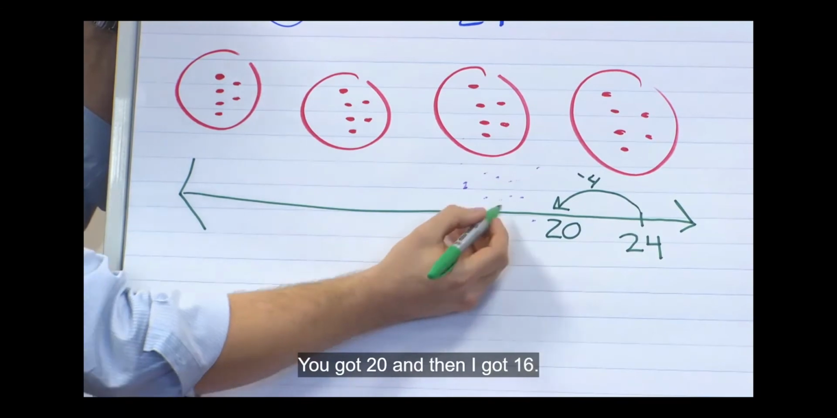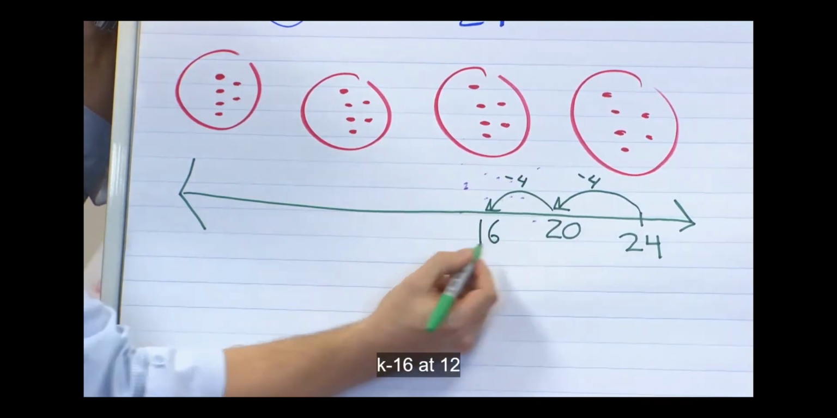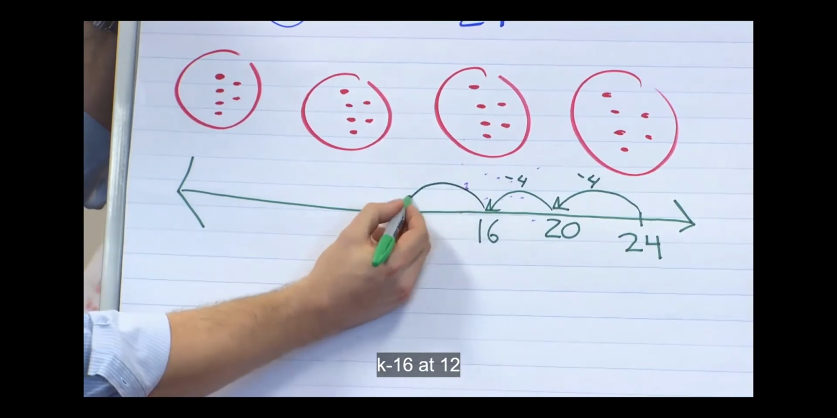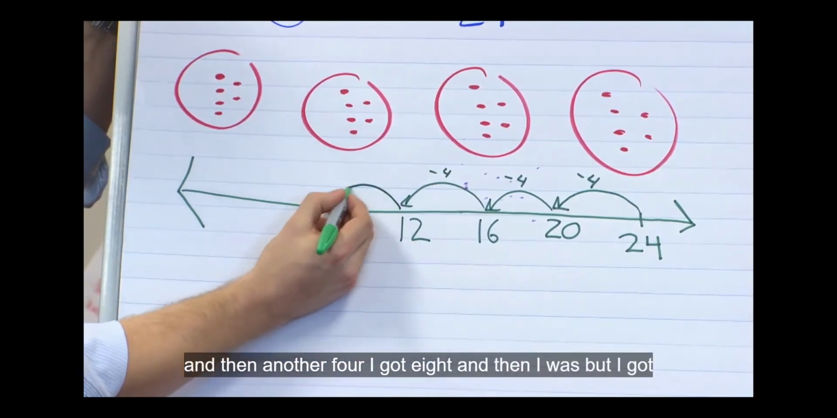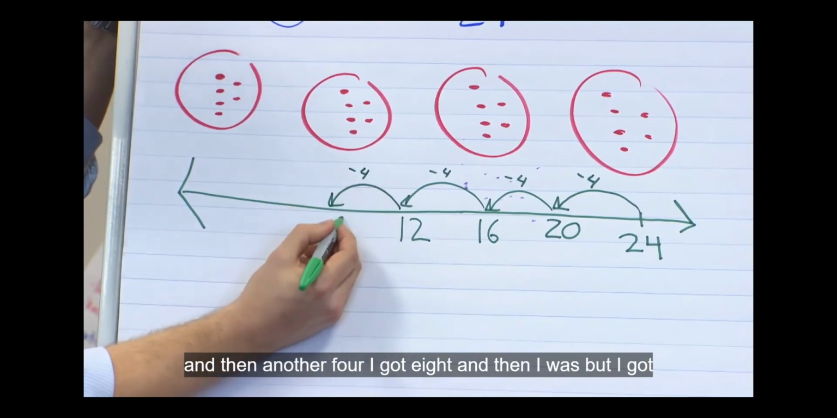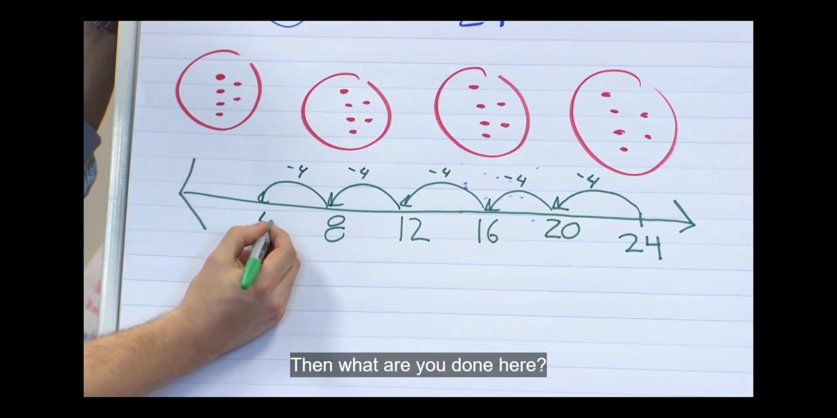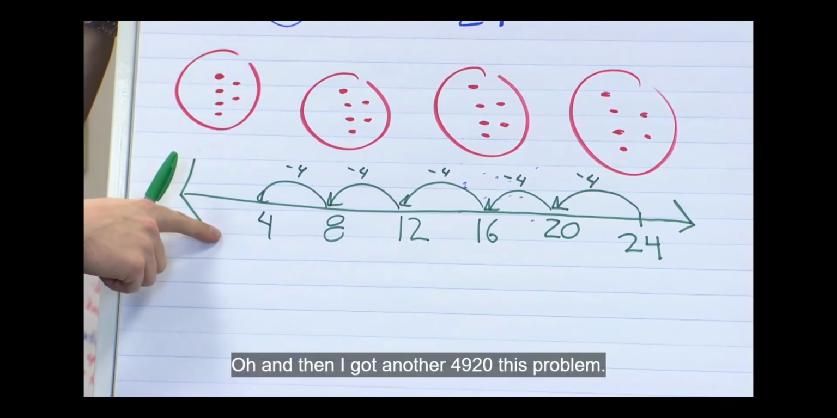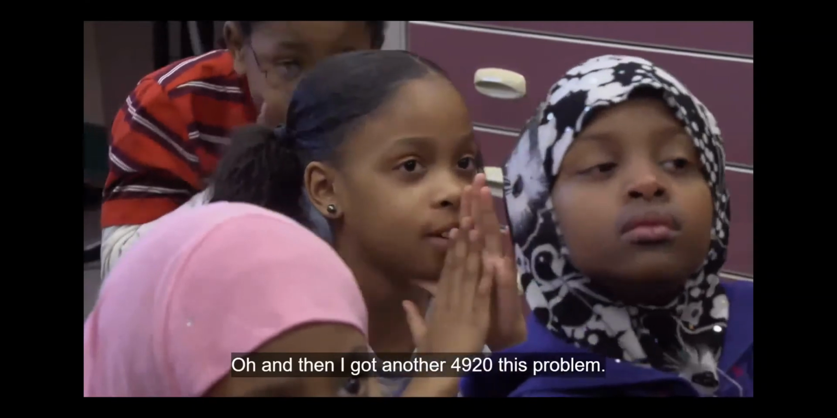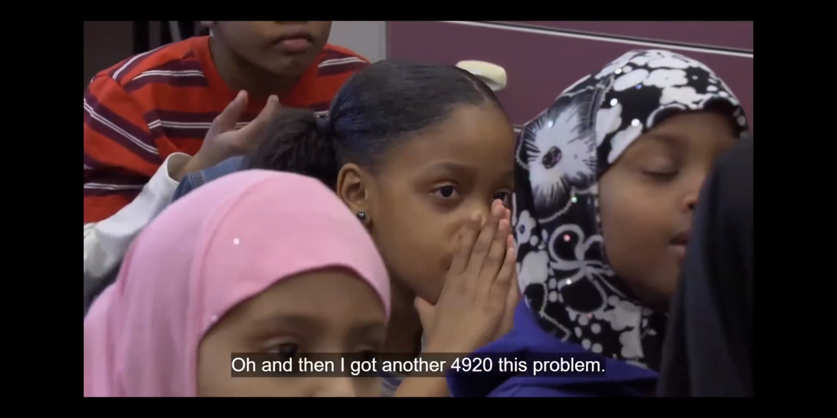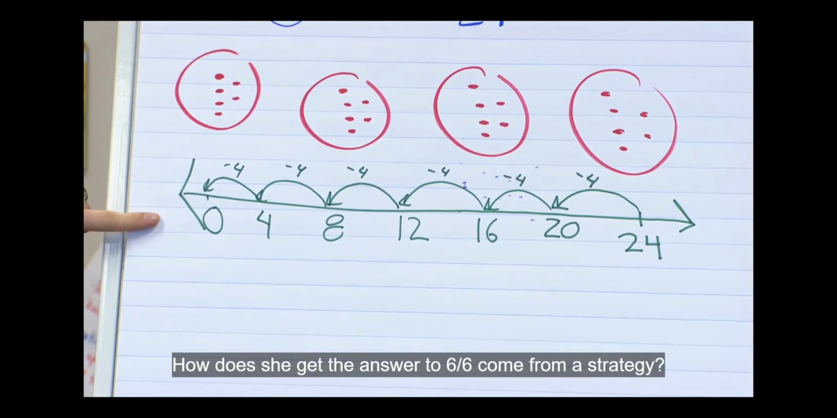And then the other 4, I got 16. Okay. And the other 4, I got 12. And then another 4, I got 8. And then another 4, I got 4. And then were you done here? Oh, wait. And then I got another 4, and then 0. Okay. So in this problem, how did she get the answer of 6?